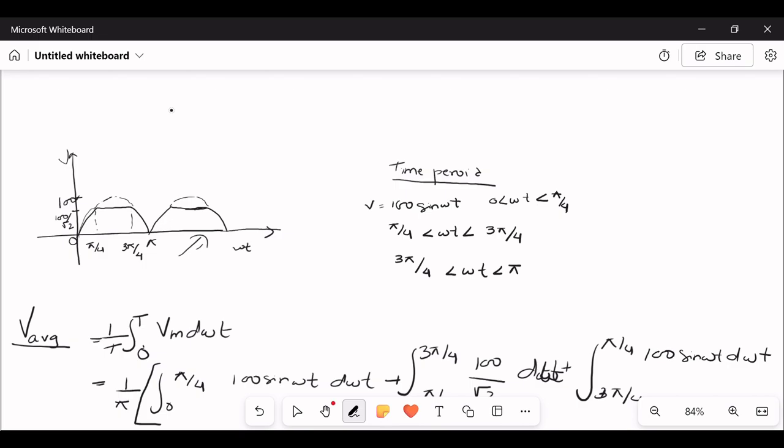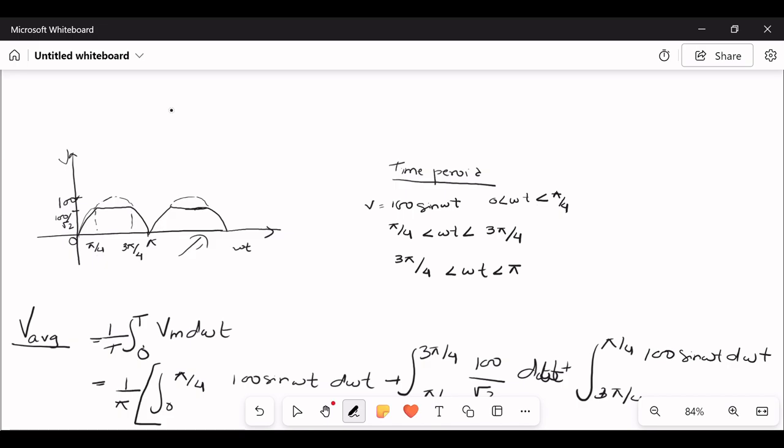Then after that, it stays at a constant voltage from π/4 to 3π/4 time. From π/4 to 3π/4 there is a constant voltage, which is 100/√2, and after it reaches 3π/4, the voltage again rises along the sinusoidal waveform from 3π/4 to π. So up to here there is again the sinusoidal waveform.